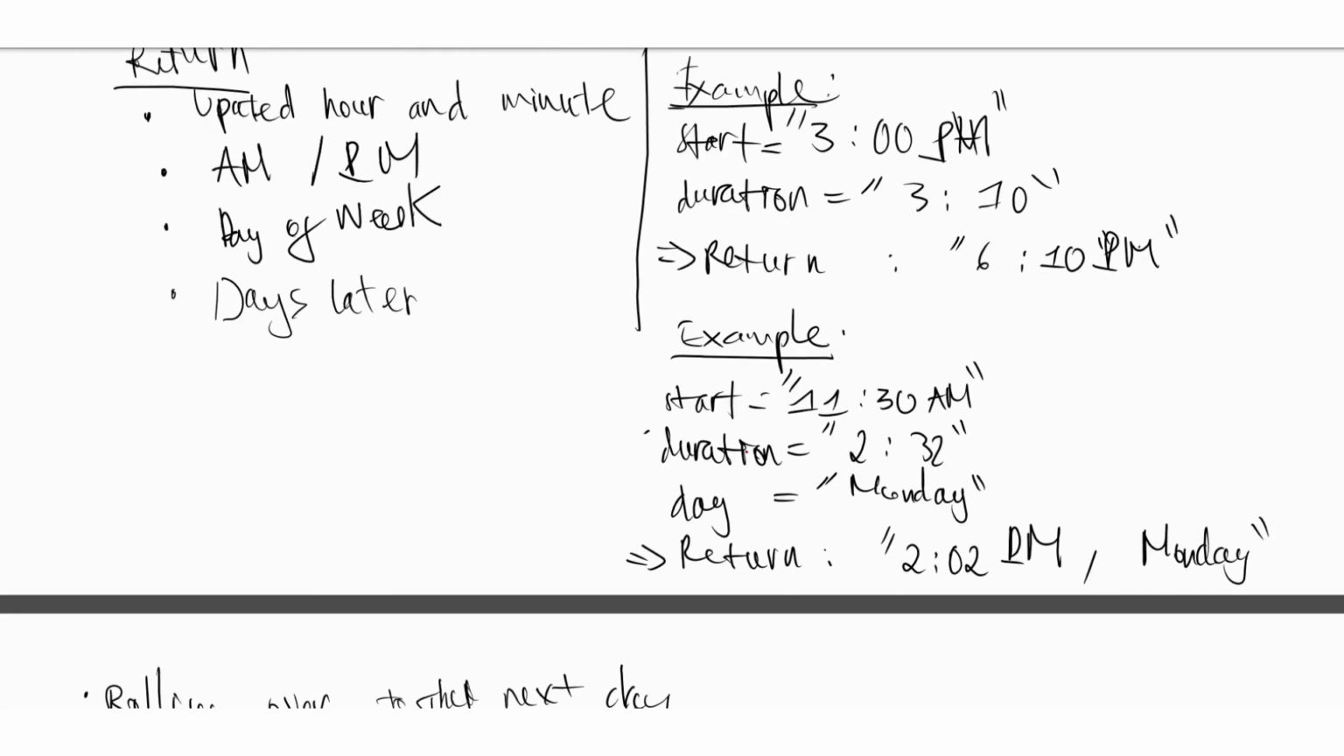Then another example is start is 12:30 a.m., and then duration is 2 hours and 32 minutes. The day is Monday. So we're going to have the returning output: 2:02 p.m., Monday.